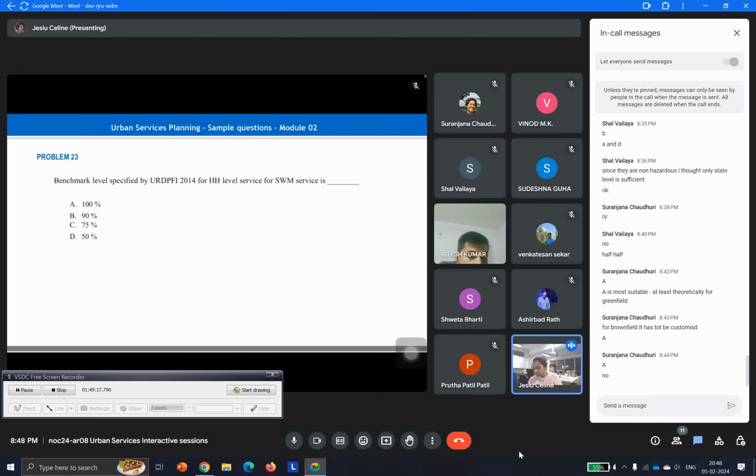Now just two benchmark level questions also before we move on to one calculation. So as per URDPFI guideline, the household level of service for sewage and solid waste management service is 100%, 90%, 75%, 50%. So this is household level, HS is household level. And what do we mean by benchmark before we go to this question?